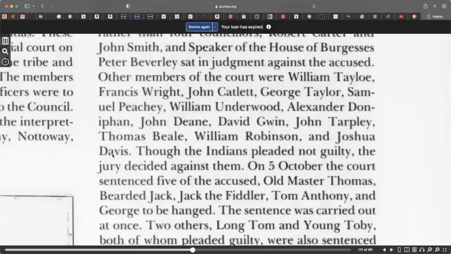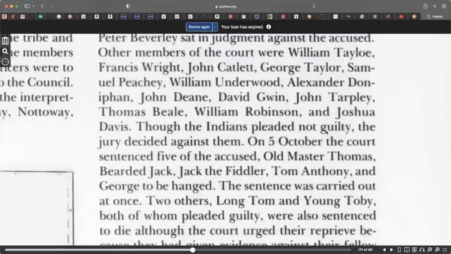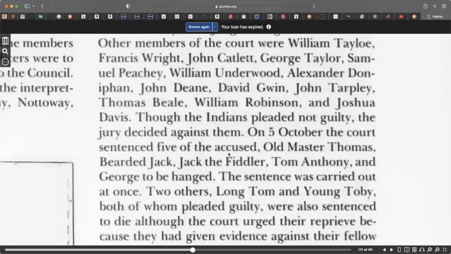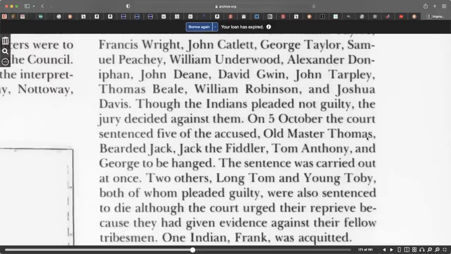Though the Indians pleaded not guilty, the jury decided against them. On 5th of October, the court sentenced 5 of the accused, Old Master Thomas, Bearded Jack, Jack the Fiddler. You hear that? Jack the Fiddler. This is the real Jack the Fiddler. Tom Anthony and George to be hanged. They hanged. Who were they hanging, huh? Who were they hanging? The 1920s. Who were they hanging?